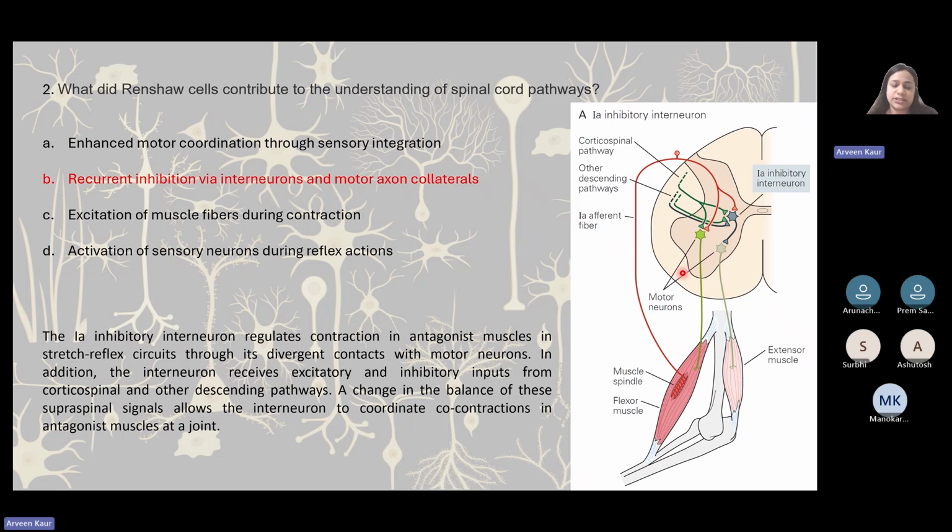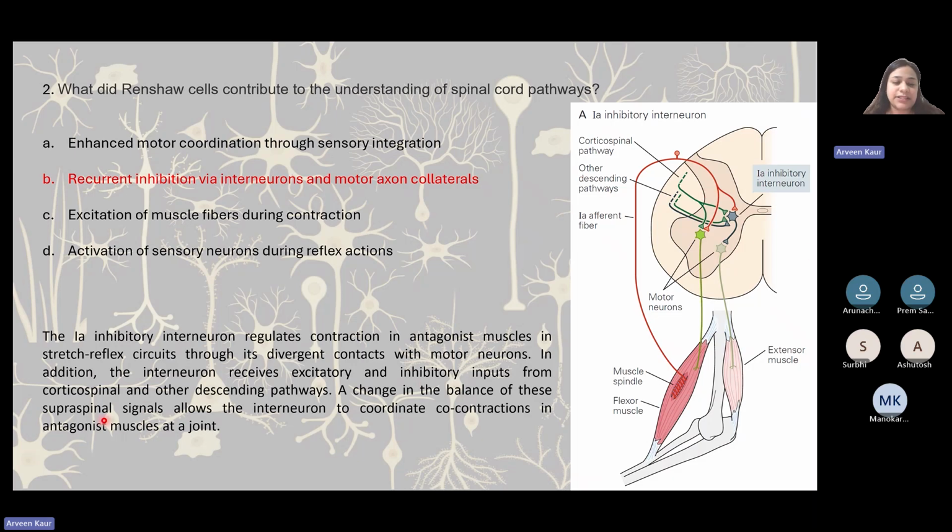So these kinds of responses are there in all these joints. In addition, the interneuron receives excitatory and inhibitory inputs from the corticospinal and other descending pathways also. So there are some signals that are coming from the brain also, right? So these are the other descending and corticospinal pathway.